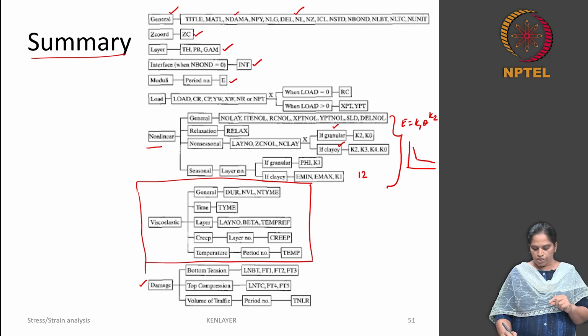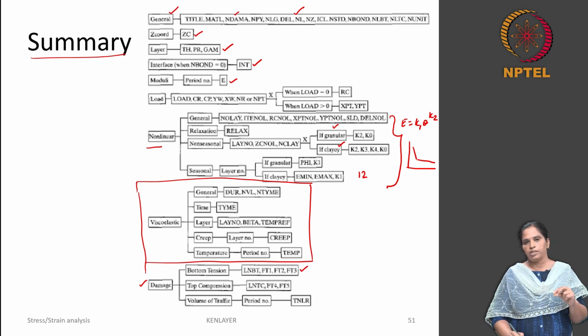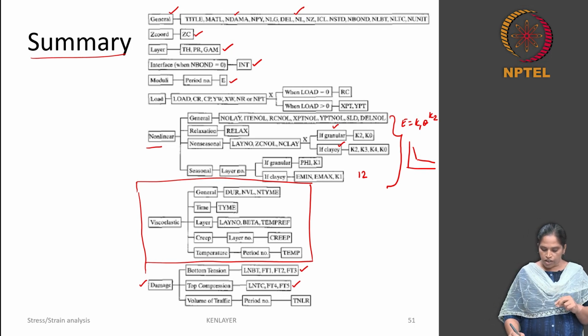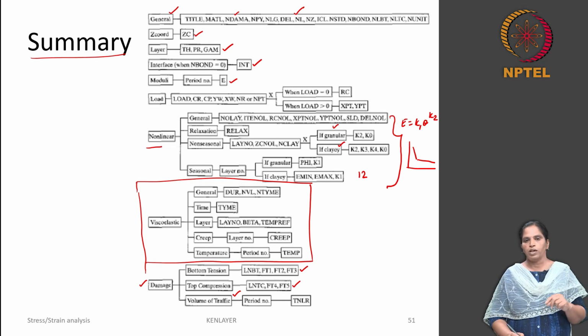For performing a damage analysis, you need to define constants F1, F2, F3 for fatigue damage analysis, and these constants are editable. You can either use IRC constants or Asphalt Institute constants or any other constants obtained from laboratory tests. You need F4 and F5 constants for rutting damage analysis. In addition, to compute the number of repetitions of traffic load, you also need the volume of traffic. From these parameters, you compute the damage ratio value, and the inverse of the damage ratio value will give you the design life. So this is what we have seen in the KenLayer analysis.